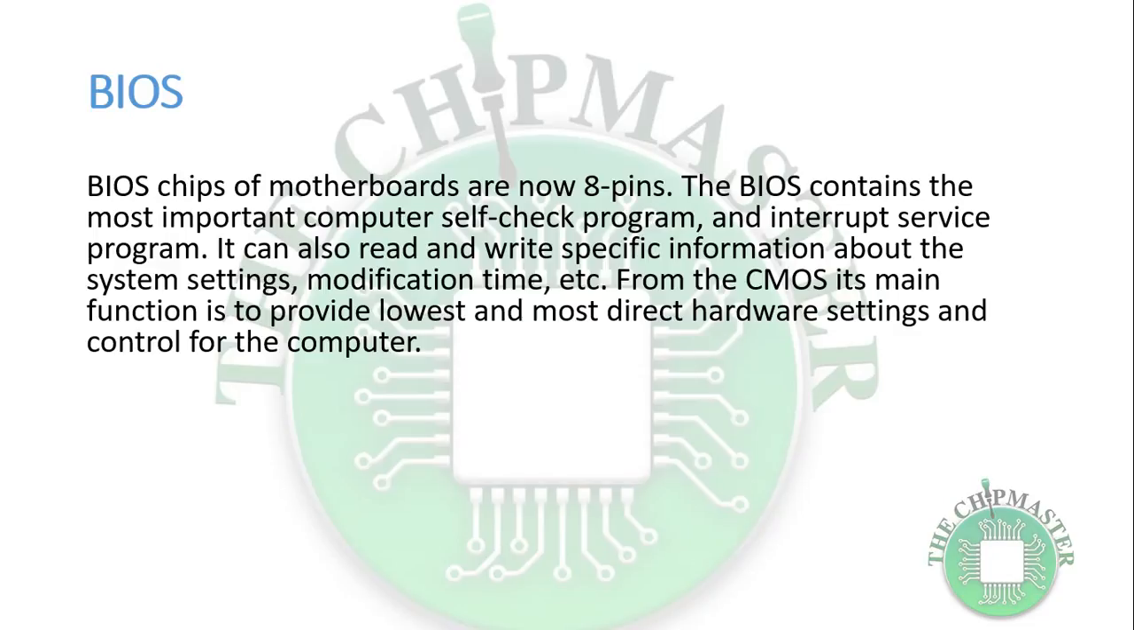The BIOS contains the most important computer self-check program and interrupt service program. It also reads and writes specific information about the system settings, modification time, etc. For the CMOS, its main function is to provide the lowest and the most direct hardware settings and control for the computer, and this is where the CMOS comes into play, right? The CMOS, which stands for complementary metal oxide semiconductor, is used to store these settings for the hardware, as it says, lowest direct hardware communication, and date and time, which is stored in the BIOS and under the CMOS.